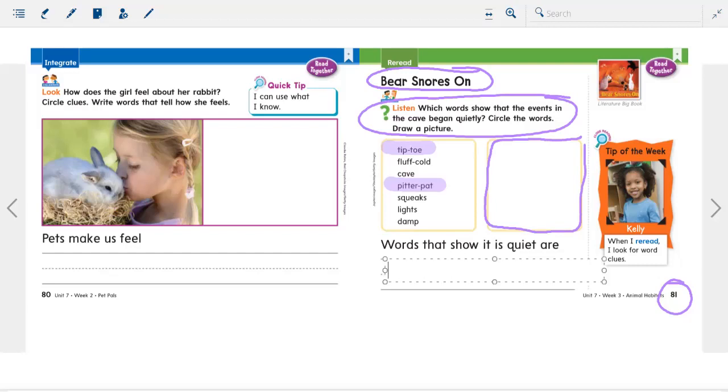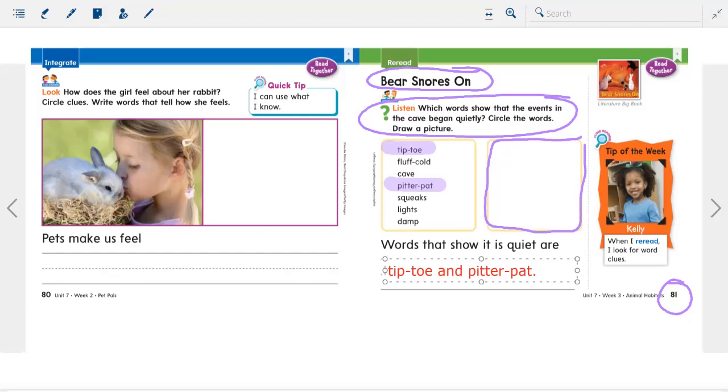And down here, we're going to complete this sentence. It says words that show it is quiet are, so which words did we pick? Tiptoe, and what else? Pitter-pat. And don't forget the period at the end.